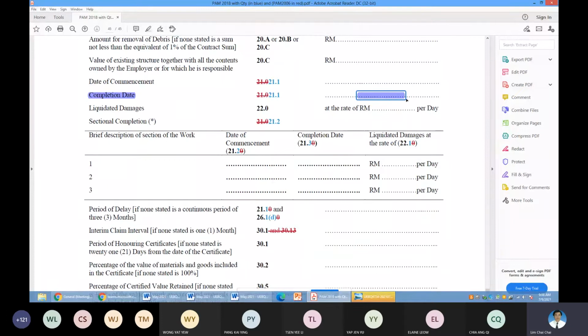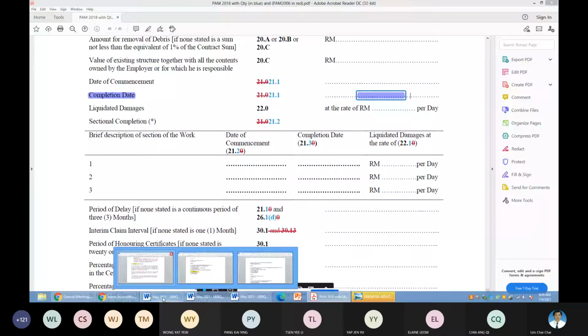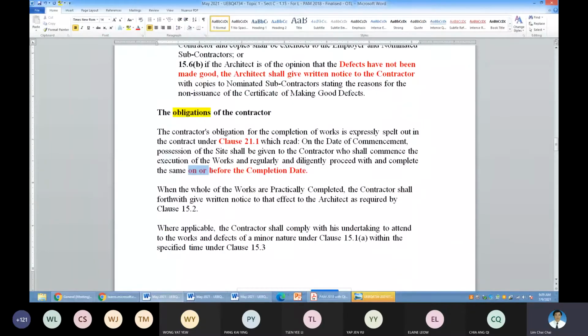But if you delay, then the CPC will be issued later, or with valid extension of time, the completion date will be extended. So this is how it operates. You can do it on or before. If you finish before, that means you have an earlier completion. Okay, so the obligation of the contractor is to complete on or before. If there is a valid extension of time, then the date will be lengthened.